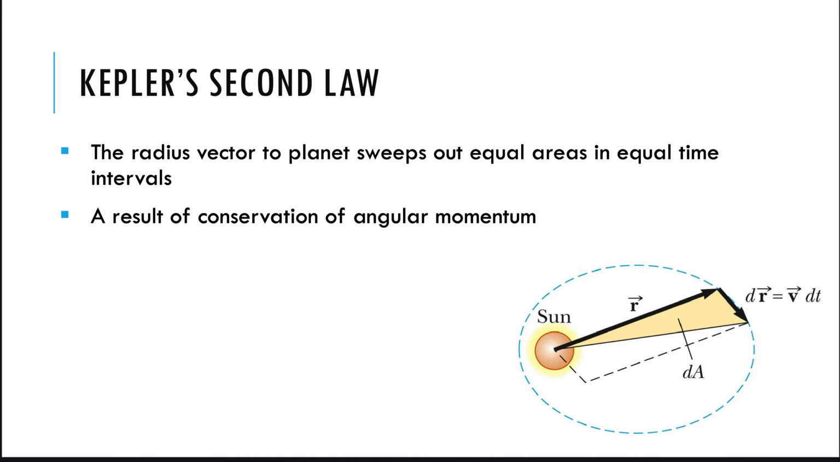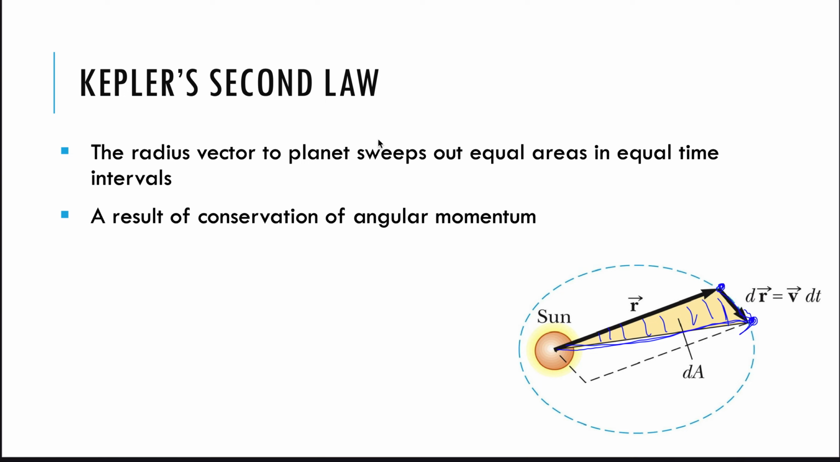The second law states that the radius vector to a planet sweeps out equal areas in equal time intervals. So what does that mean? Well, all that means is if you have a planet that is moving from here to here, then you can look at the area that is swept out by the radius vector as it goes from one position to another position. It sweeps out this area.